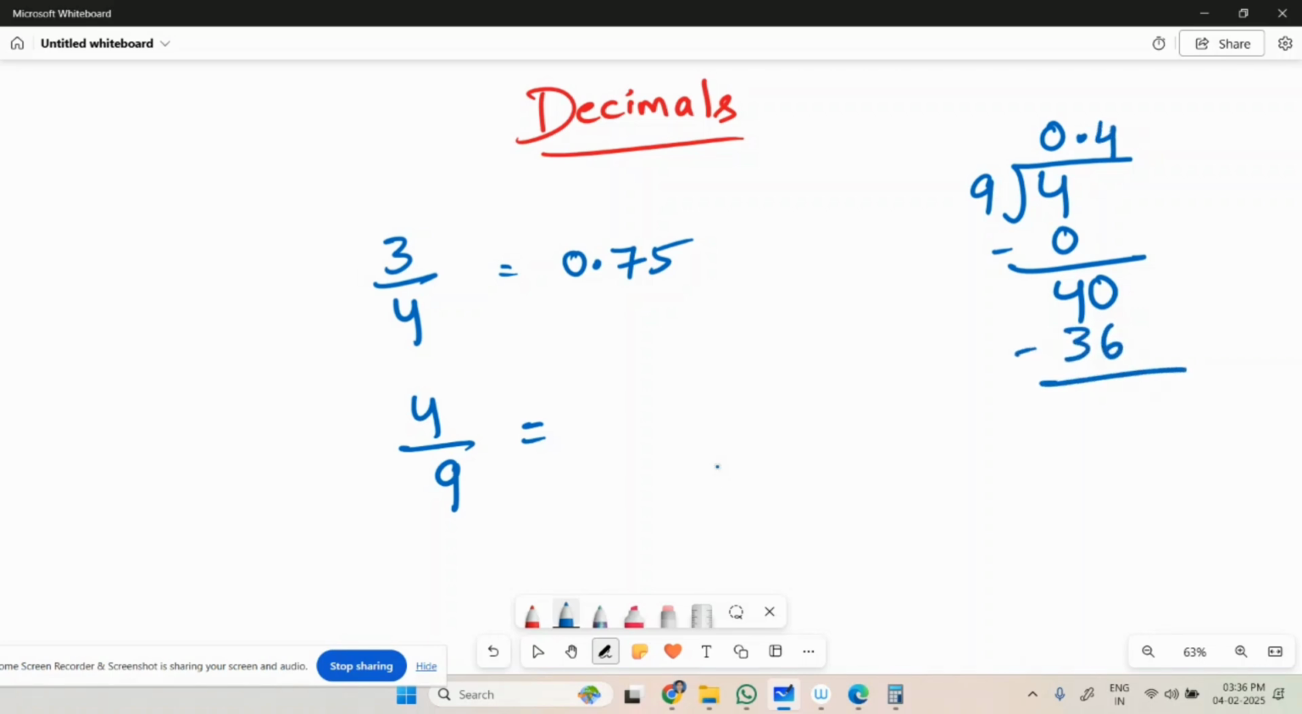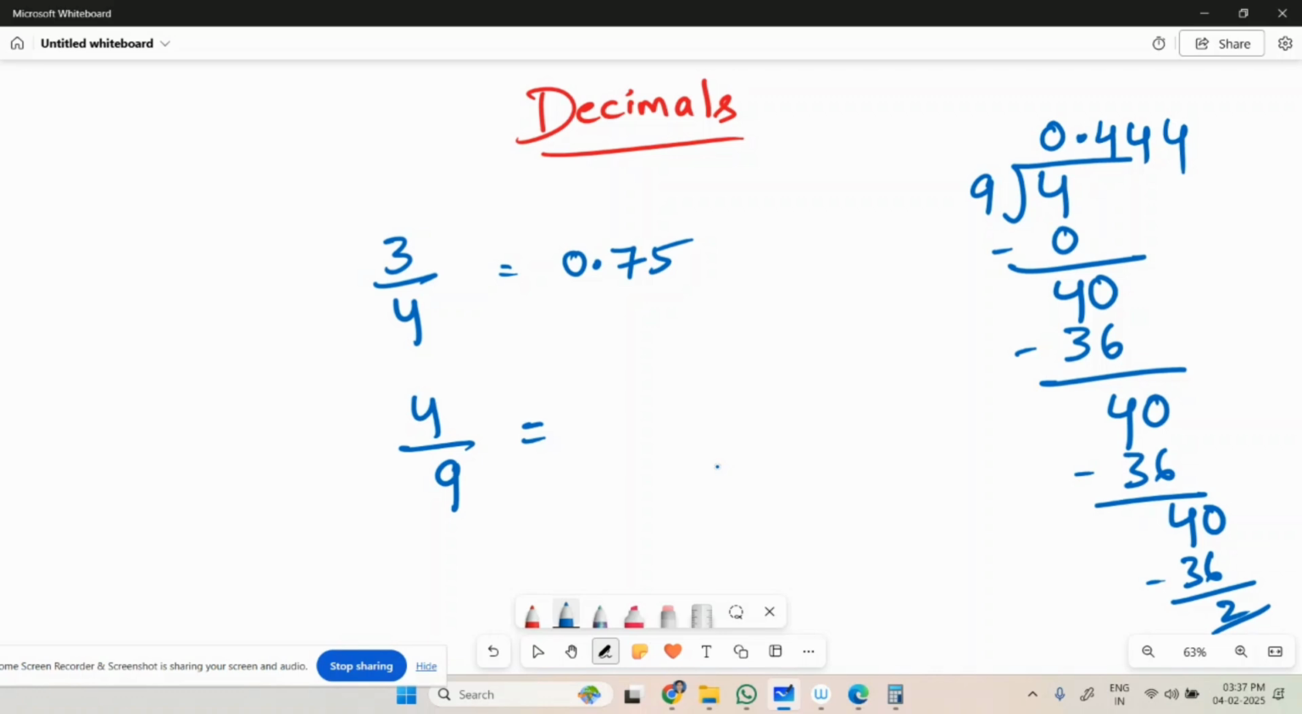40 minus 36 is 4. We have a decimal point at the quotient place, so we can put the 0. In the 9 times table, we do not have 40, so we write 9 times 4 is 36. And then again 4, 0. Why are we keeping 0? Because the decimal point is there at the quotient place. So again 9 times 4 is 36. So this 4 keeps on going as a repeated pattern.